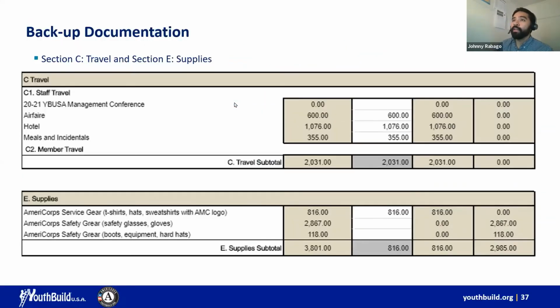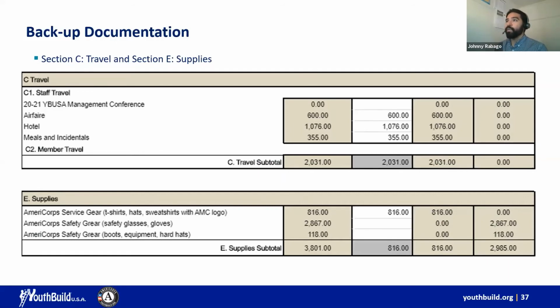Okay, backup documentation. This is my favorite one. This is section C and section E of the packet. Notice that we're billing for travel and we're billing for supplies. So we have $600 for airfare, $1,076 for hotel, $350 for meals and incidentals, and $800 for supplies.